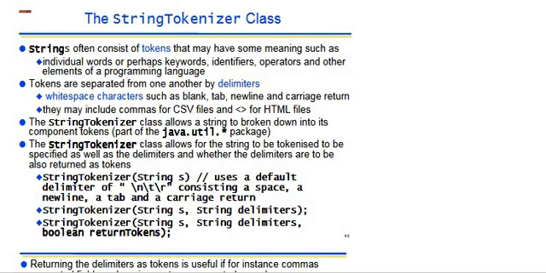It allows the string to be tokenized to be specified, as well as the delimiters, and whether the delimiters are to be also returned as tokens. The default delimiters are always \n, \t, \r, such as blank, tab, new line and carriage return.